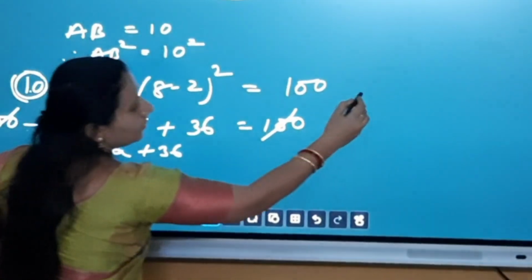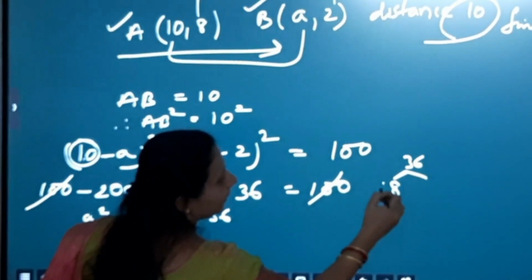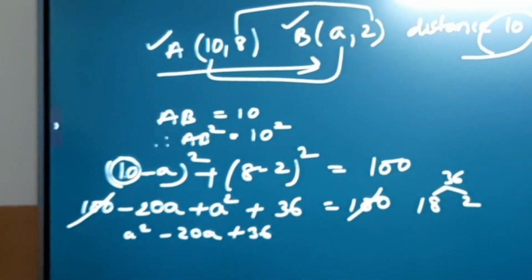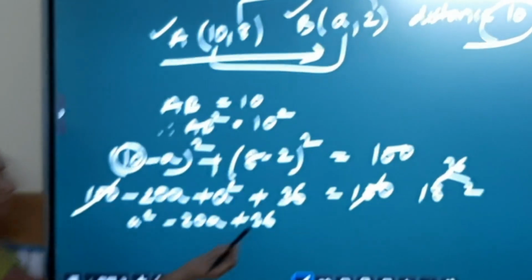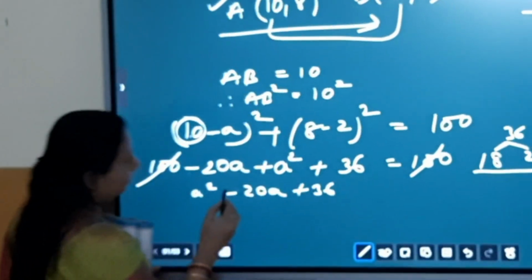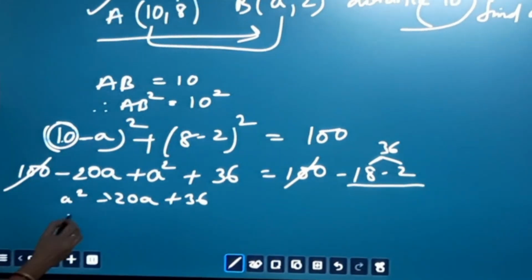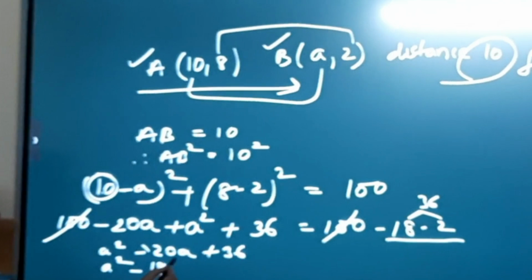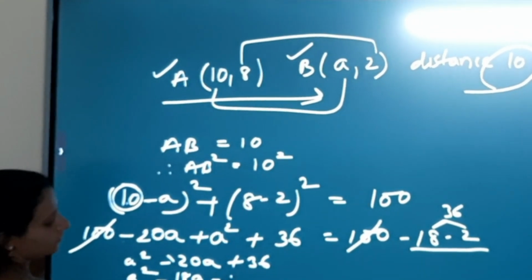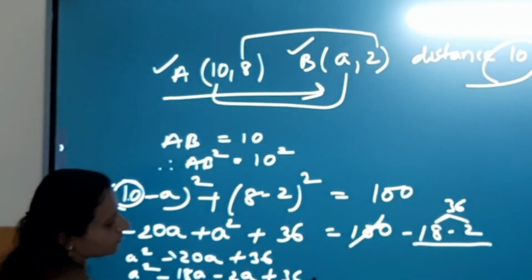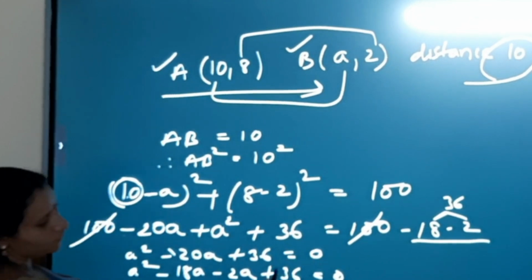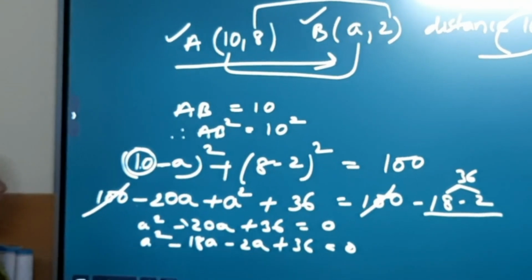Now find out the multiples of 36. 18 2s are 36, and 18 plus 2 is 20. By adding both the numbers we get the middle number. So the equation given is equal to 0. Here it is compulsory to put 0. Don't forget to put it.